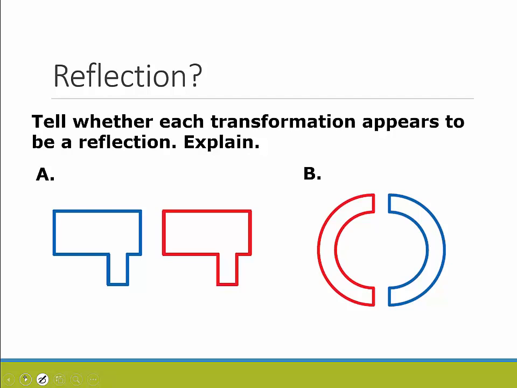So let's start off easy. Tell whether each transformation appears to be a reflection and explain. So reflection would mean that it would have to be flipped over some line. If you look at this first figure, it doesn't look like it was flipped. This guy is closer to the right, and it's the same on this side. So it doesn't matter where we flip it over. It looks more like it was just slid across here. So this is not a reflection, and then we can just say it was slid to the right.